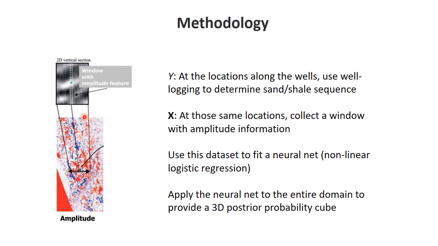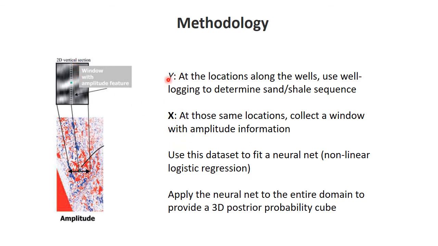So the data here is now, again, a binary y, and the x is now essentially a window of seismic amplitude information collected along that window. So if this window would be, say, size 13, then you would have 13 amplitude values. So now we have an x and a y. We can scan the entire well data set for all the possible observations we can have for y and x.